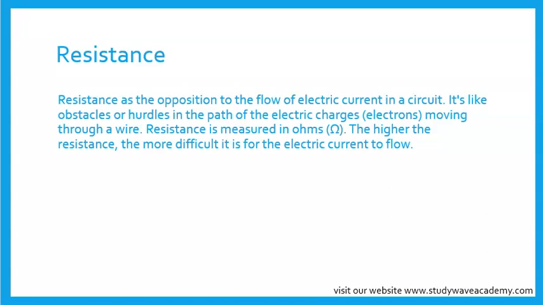Do we understand? Resistance is the opposition to the flow of electric current. It's like the obstacles in the path of a river, okay? It is the opposition to the flow of electric current. The obstacles in the way. That is what we mean, okay? Understanding resistance helps us control and regulate the flow of electricity in a circuit.